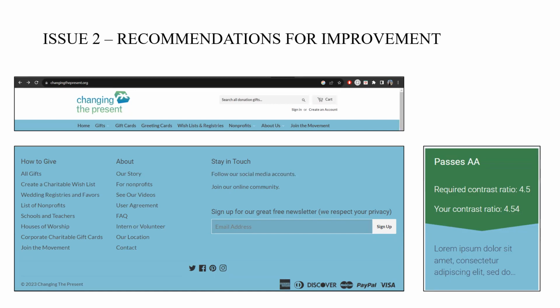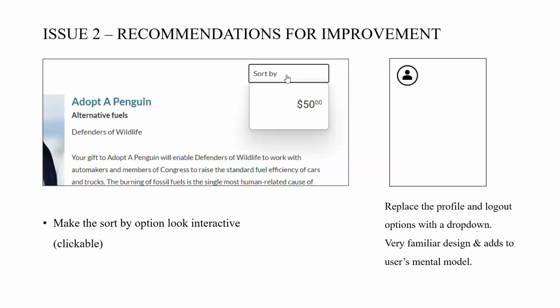The sort by option can be made more interactive by making it look like a clickable element, as demonstrated here. Also, the problem of accidental logout while visiting our profile can be resolved by introducing a very familiar approach following our mental model. Adding a drop down on top right with some additional features, along with some relevant icons next to the labels, can be implemented.